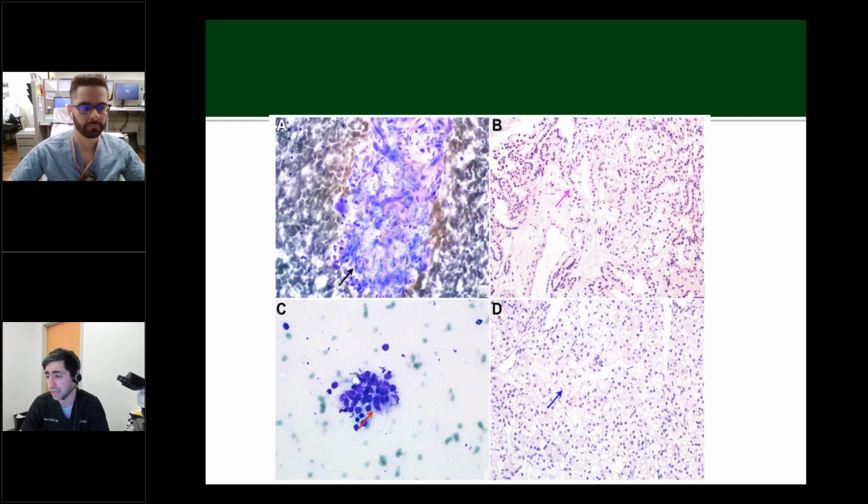But the subsequent H&E that we got from that touch prep revealed these characteristic features of the clear cell papillary renal cell tumor, with classic piano key nuclei. That's what the pink arrow is pointing at in figure B.